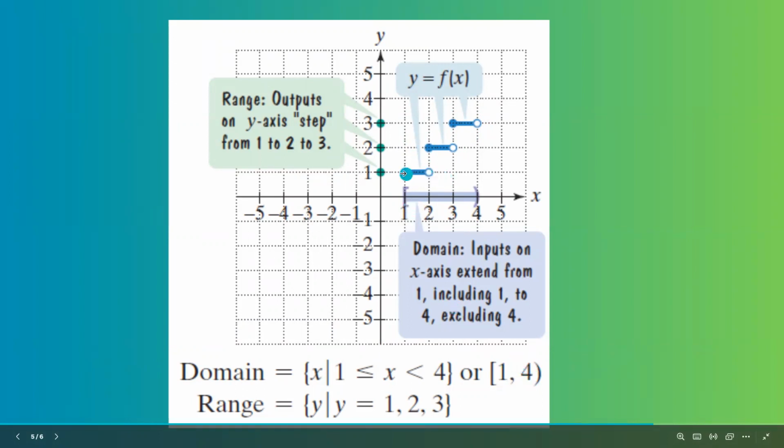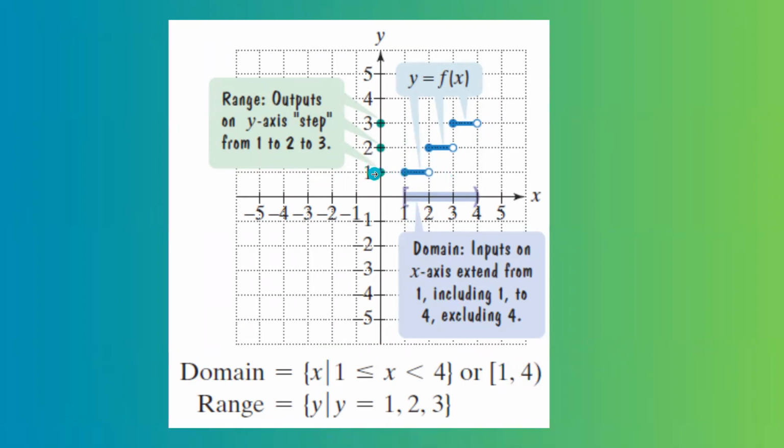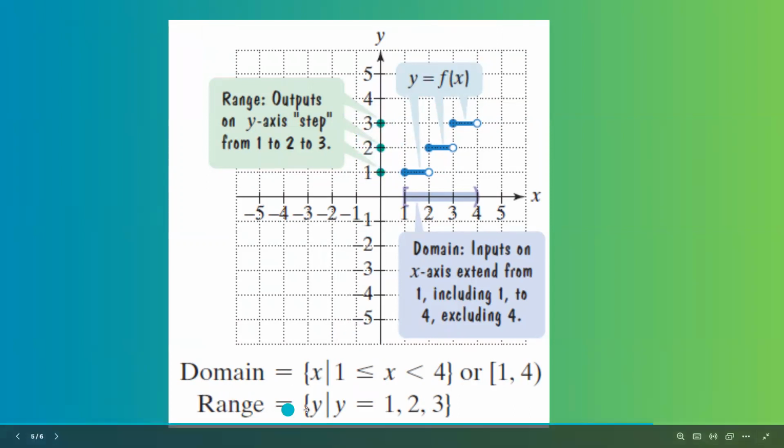However, for the range, we have 3 values. Look at the reflection of the graph on the y-axis. You have y equals 1, you have y equals 2, and y equals 3. The output values of this machine are 1, 2, and 3. So you can list the range as all y values such that y is 1, 2, and 3.